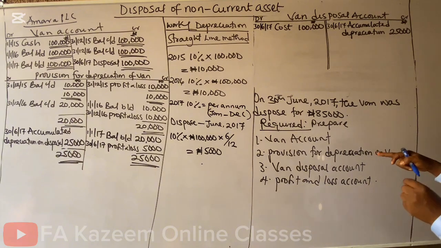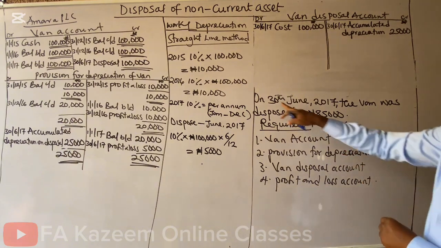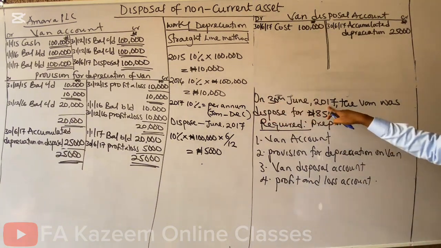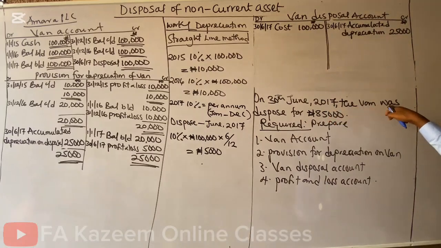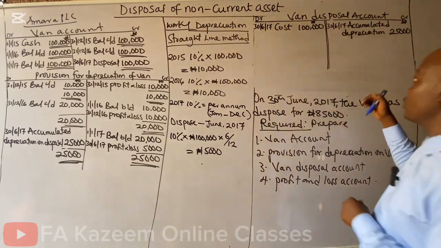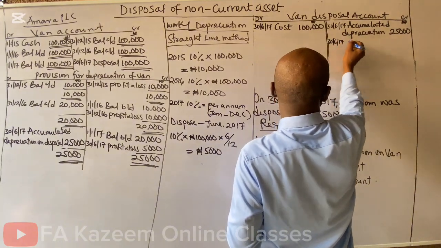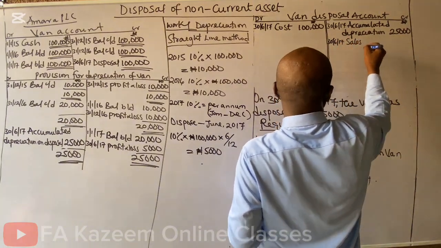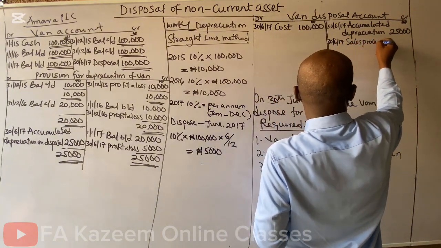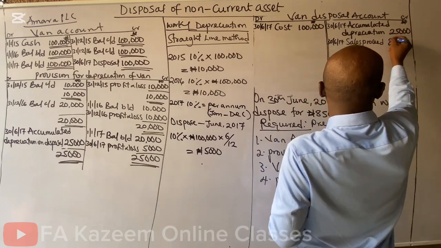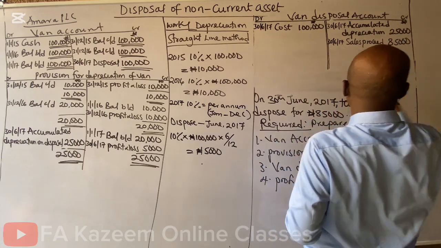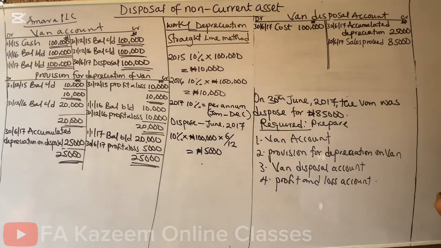And how much is this asset being disposed for now? Look at it. On 30th June 2017, the van was disposed for 85,000. We'll come here. 30th June 2017. We call it sales proceeds. How much? 85,000. The question is this.